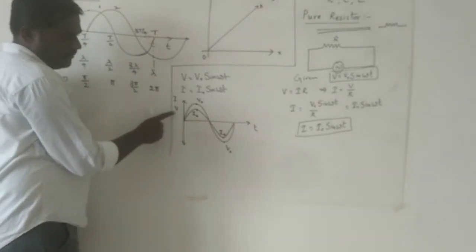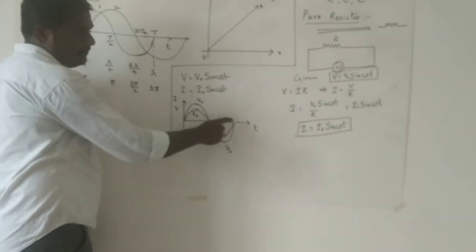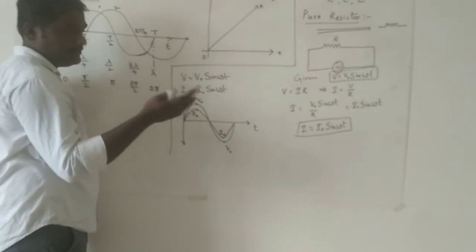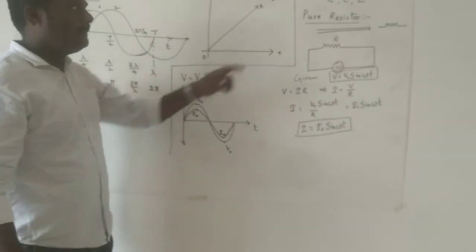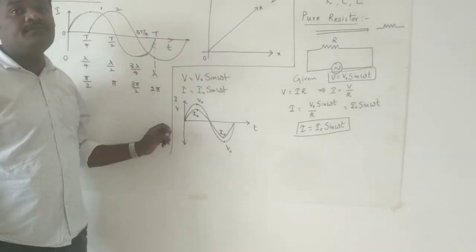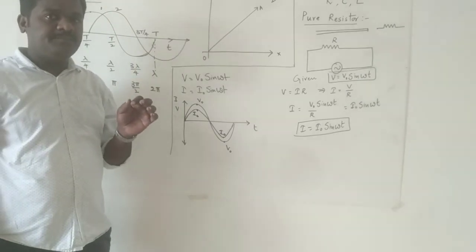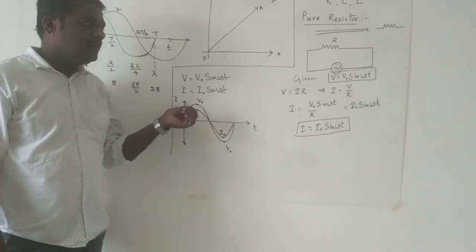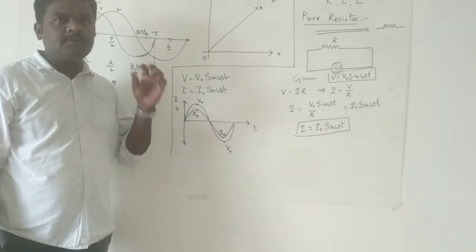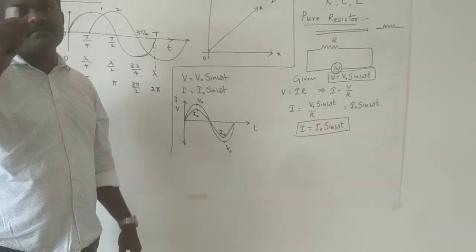Here if you see, both voltage and current started at the same time and ended at the same time. What is the meaning? There is no phase difference, either in terms of time or in terms of angles. So what is the conclusion? In the pure resistor circuit, both current and voltage are in phase. Actually the original term is phase, P-H-A-S-E. So in pure resistor circuits which carry an AC current, both AC current and AC voltage are in phase. Then the phase difference between them is 0 degrees.